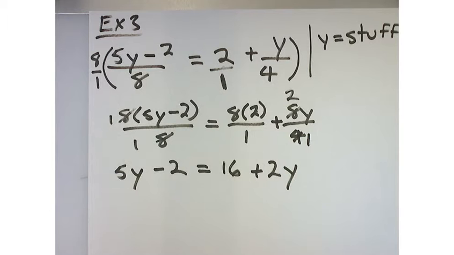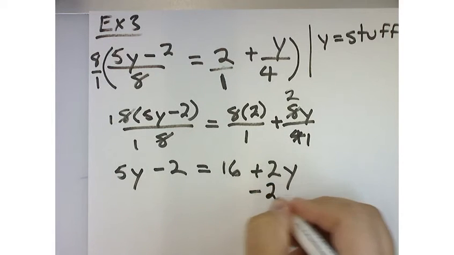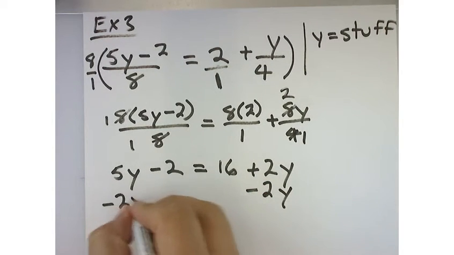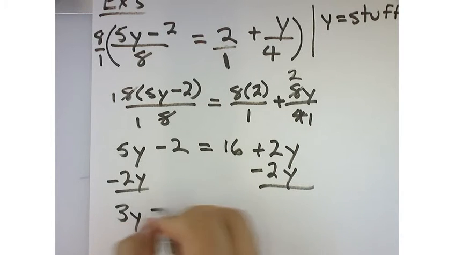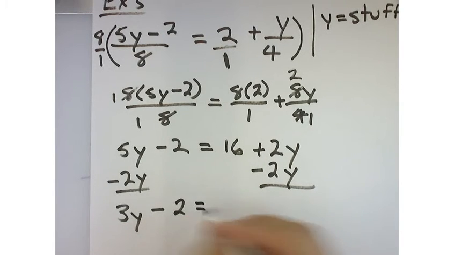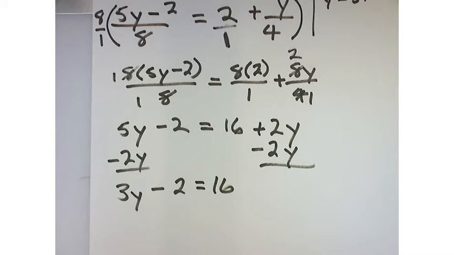So what do we do next? Yeah, we want to get y by itself on one side, all the other stuff on the other. So we're going to move the smaller y, which is 2y, over to the other side by doing the opposite. Since I'm adding 2y on this side, I'm going to subtract 2y from both sides. So that leaves me with 3y minus 2 is equal to 16. What else do I need to do next? Add 2. Again, I want to get y all by itself.